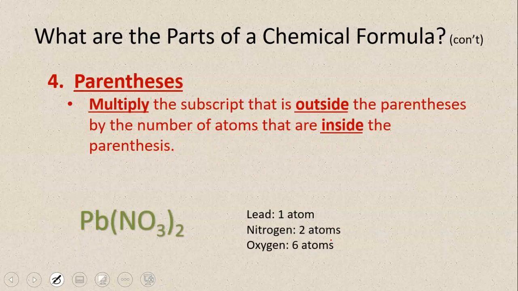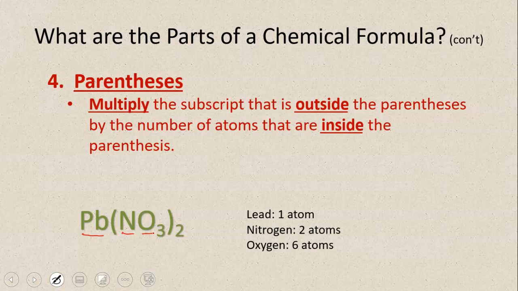Okay, the next one is parentheses. Again, not every chemical formula has parentheses, but some of them do. So with the parentheses, you're going to multiply the subscript that is outside the parentheses by the number of atoms that are inside the parentheses. So let's take a look here. Pb, we know this is lead. We have N, which is nitrogen. We have O, which is oxygen.